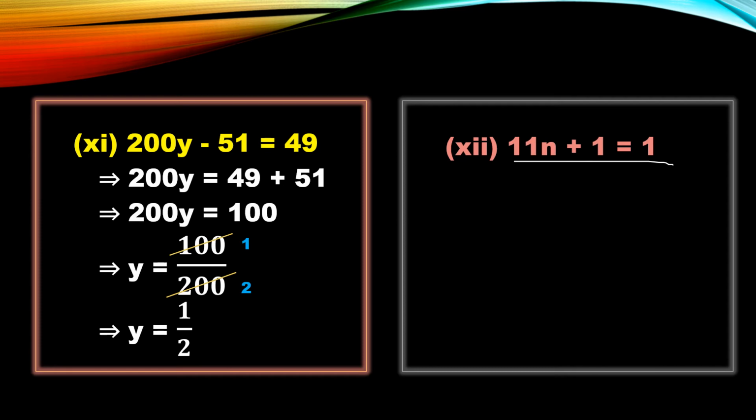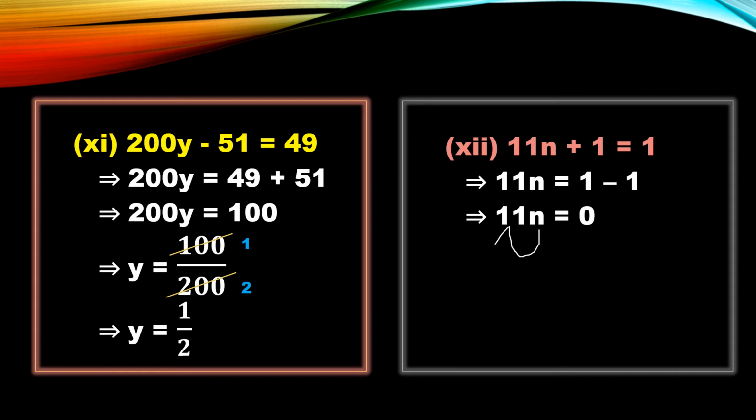11n plus 1 equals to 1. Now here also the same thing. Here 11 is multiplying with n. But apart from this, here we have plus 1. So when plus 1 goes there, it becomes minus 1. So 11n equals to 0. 1 minus 1 is 0. Now here what is 11 doing with n? It is multiplying. So when it goes there, it becomes division. 0 by anything will give you answer 0 only. If the 0 is in the denominator, you will get an undefined value. But whenever 0 is in the numerator, you will get the value as 0 only.